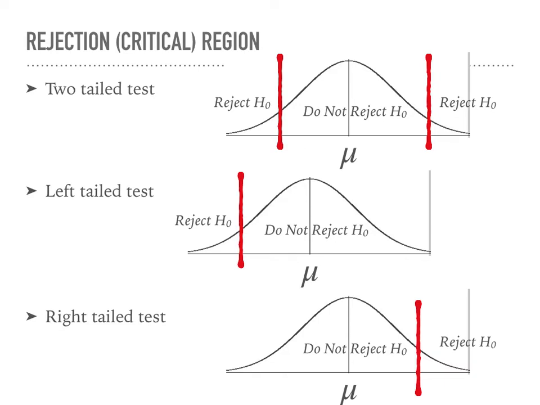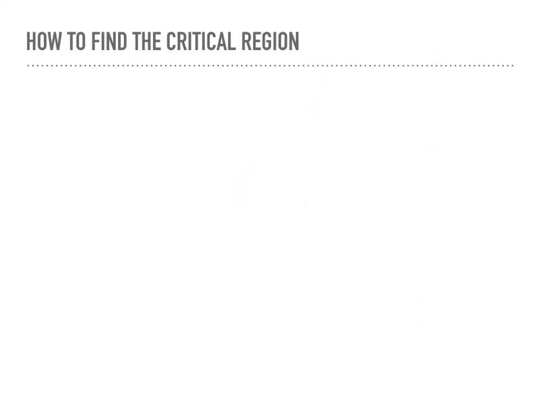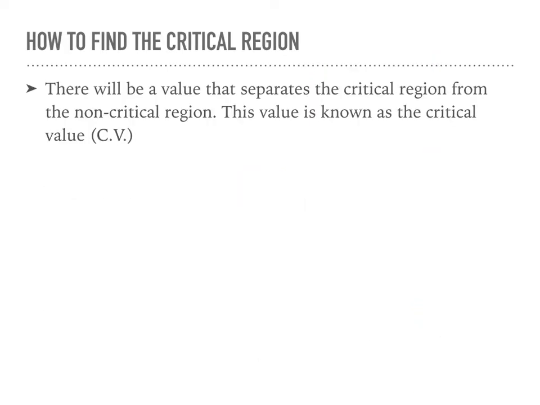Now, we probably want to know where these vertical red lines occur at, right? Because that tells us whether or not we're rejecting or not rejecting our null hypothesis. So how to find the critical region? There will be a value at those red lines that separates the critical region from the non-critical region. This value is known as the critical value. It's often abbreviated as CV.